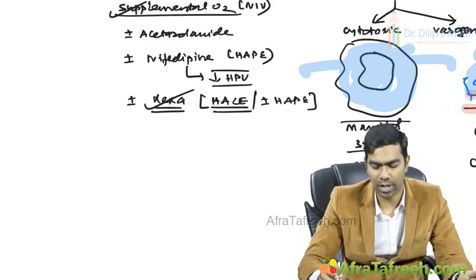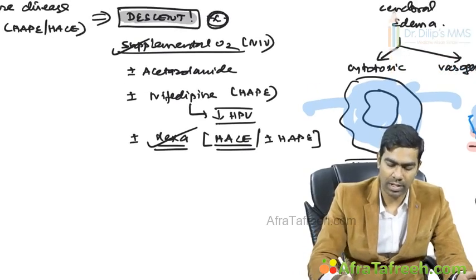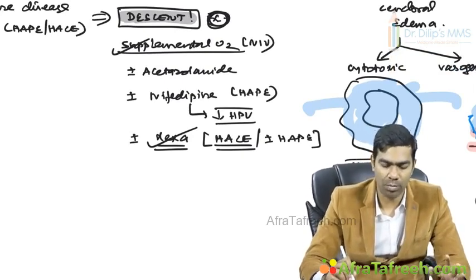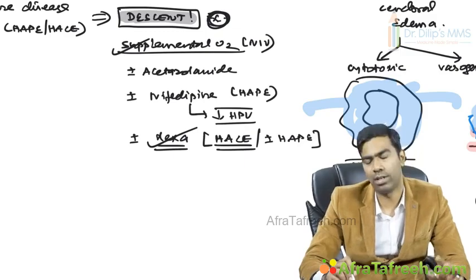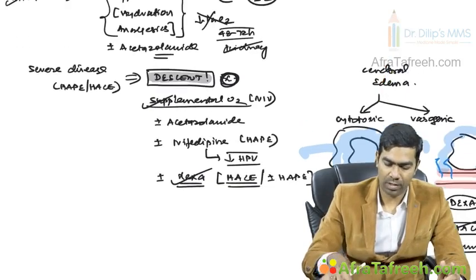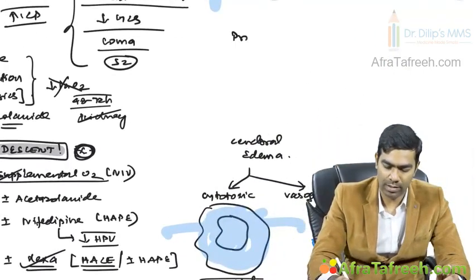So these are the treatments you can give, but the most important treatment is the rapid descent. As soon as possible, make the patient come down. So that will be the most important treatment in high altitude illness. Clear? And finally, after knowing all these things, what is the prophylaxis?